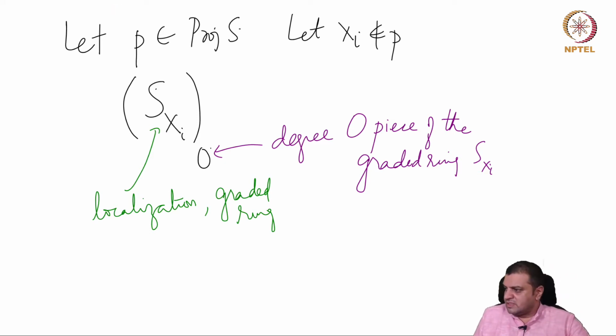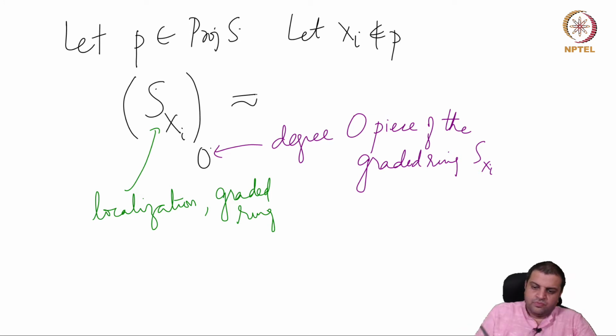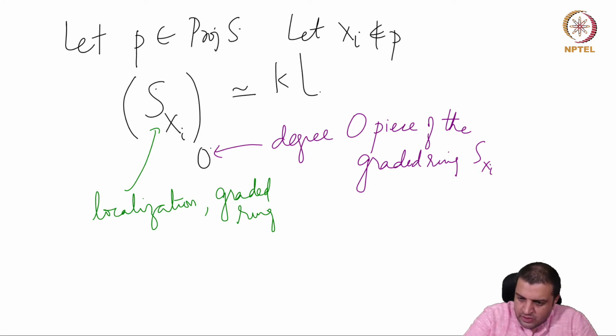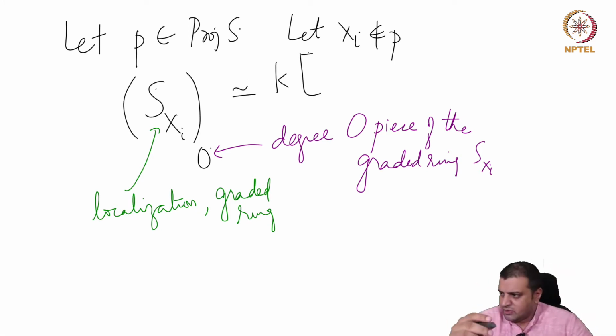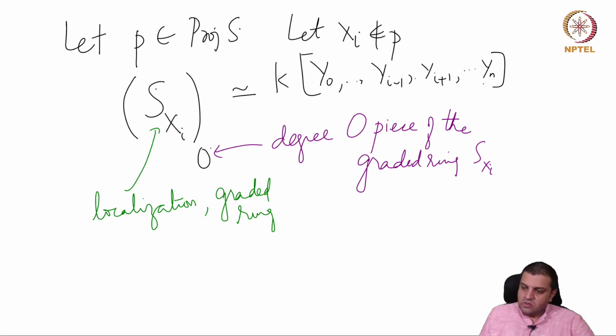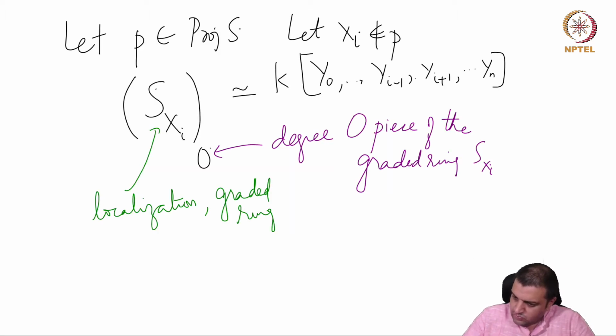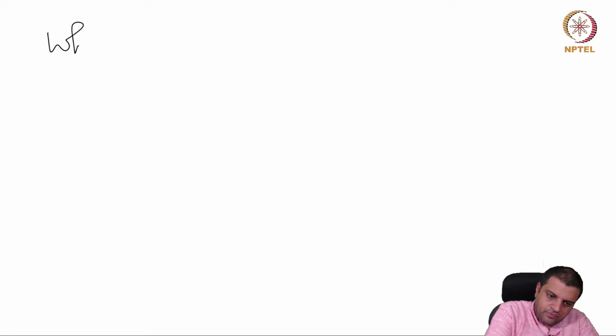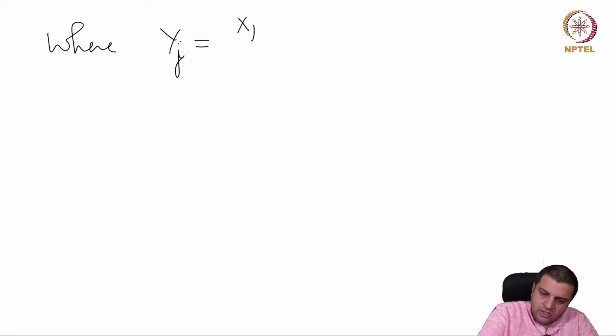So this is isomorphic to, okay, that's the relation, K adjoin some n new variables. Call them y0 up to y_{i-1}, then skip yi, take y_{i+1} and then yn. And what are these yi's? Where yj is the ratio xj over xi.